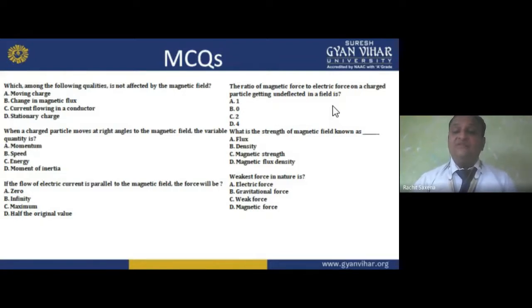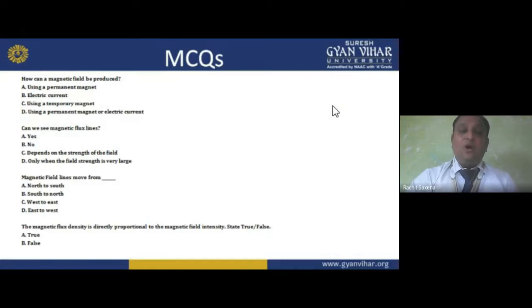What is the strength of the magnetic field known as? The weakest force in nature is. These are some options given to you. So that is the multiple choice questions for you. Now, how can a magnetic field be produced? Using a permanent magnet, electric current, using a temporary magnet, using a permanent magnet or electric current. Can we see magnetic flux lines? Magnetic flux density is directly proportional to the magnetic field intensity. State true or false. So these are some questions for you. Then you have to do it. Just go through it. If you have any query, you can ask me again.